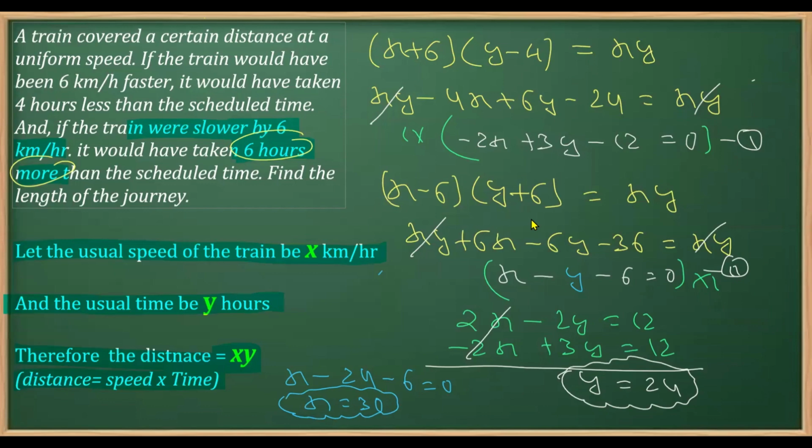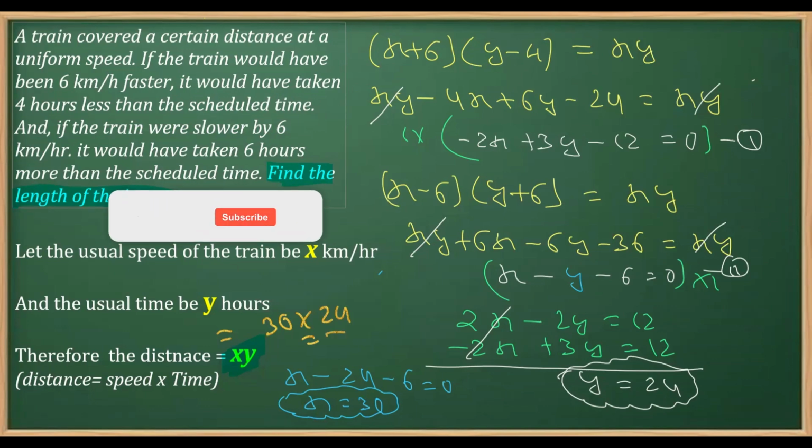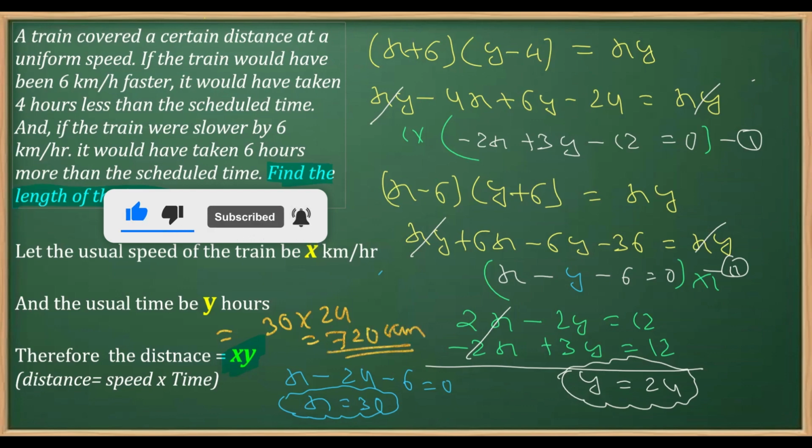Now let's come back to the question. What we had to get in the question was the length of the journey, and the length of the journey is x into y. Like distance is equal to speed into time, so this is 30 multiplied by 24. Replacing x and y here, 24 into 3 is how much? 72. So it should give you 720 kilometer as the length of the journey. That's how we will do this question.